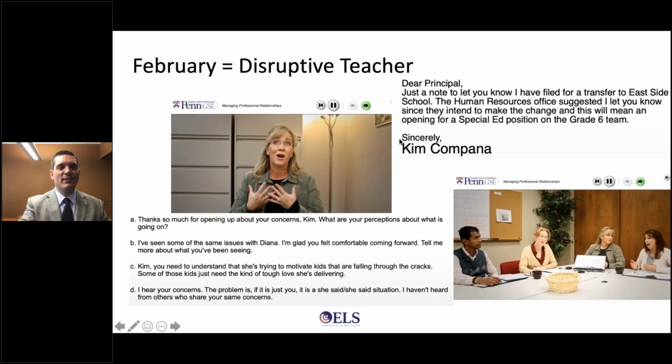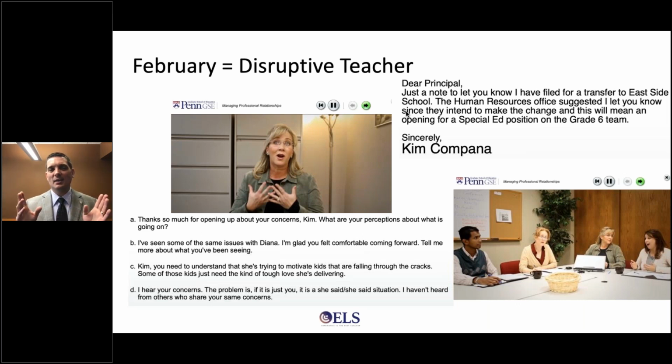February, my all-time favorite sim, the disruptive teacher. So you have a teacher that comes into your office. It's Kim. She's pictured in the top left. And she says that there's a teacher that's not so nice to everybody else. And you get to choose how to respond to her. Do you want her to dump the bucket and keep telling you what's happening? Or do you take her side? Or what do you say in a situation like that? And people love digging into that.